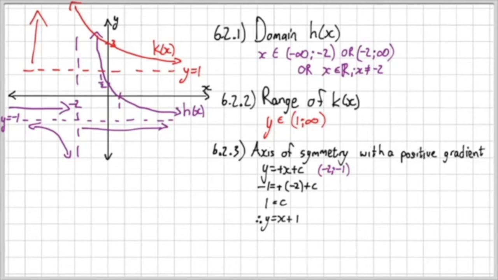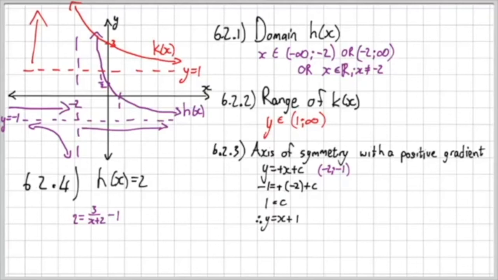Now I'm going to quickly carry on to 6.2.4, which says h of x equal to 2. So what I did was I took my equation of h of x and I simply substituted h of x by 2. Now what this means is actually I made the y value 2. Now I'm trying to solve the specific x value.